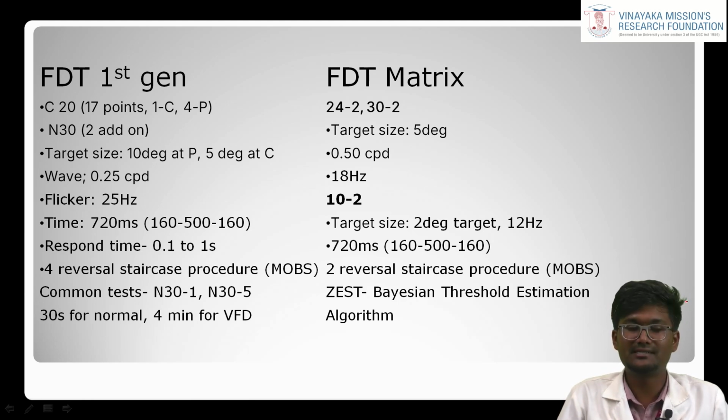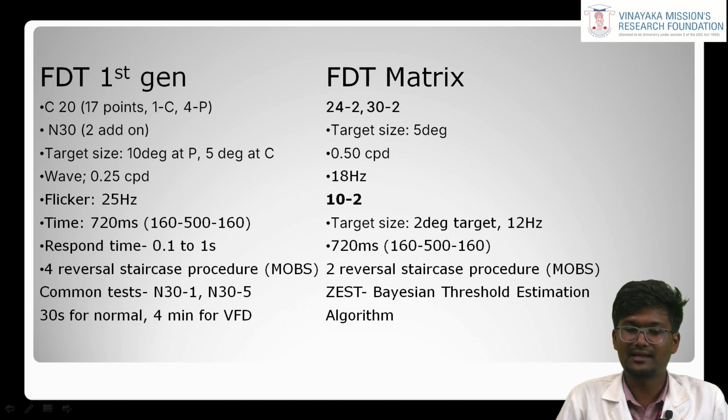The target size used in the first generation is 10 degrees at the periphery, whereas at the center it uses 5 degrees. The wave used in the first generation is 0.25 cycles per degree, and the flicker rate is 25 Hz. The time duration is 720 milliseconds: for the first 160 milliseconds the contrast level is gradually increased, then for 500 milliseconds the contrast level is maintained, and after that for 160 milliseconds the contrast level is decreased. The response time is 0.1 second to 1 second, which is 100 milliseconds to 1 second. Within that time, the patient needs to respond. If they don't respond, the instrument recognizes that the patient is unable to see.